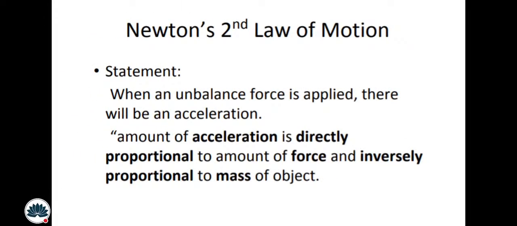Newton's second law of motion. What does it mean? Law of acceleration. Statement: when an unbalanced force is applied, there will be an acceleration. The amount of acceleration is directly proportional to the amount of force and inversely proportional to the mass of the object. If the amount of force increases, the amount of acceleration increases. If the amount of force decreases, the acceleration will obviously decrease. But if the mass of the object increases, the acceleration must decrease, and vice versa.